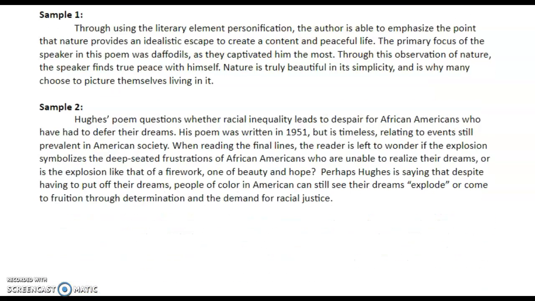So, for example, you see here, it says the author is able to emphasize that nature provides an idealistic escape to create a content and peaceful life. So maybe their actual thesis was kind of flip-flopped. It just said something like, in order to attain a content and peaceful life, one must go into nature.